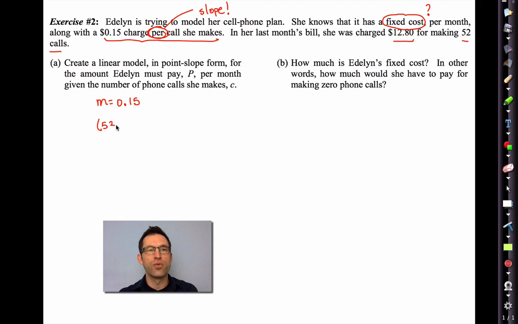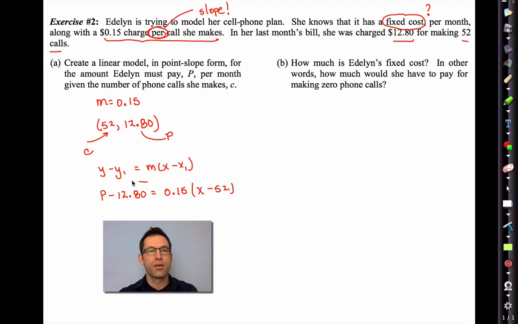We also know the following. When she made 52 calls, she was charged $12.80, and it's important to write it in this order because the independent variable is the number of calls she made, right? And the dependent variable is how much she pays. So we can really use this model, y minus y1 equals m times x minus x1. We just have to use p instead of y. So p minus 12.80 equals m, which is 0.15, times x minus 52. And there it is.